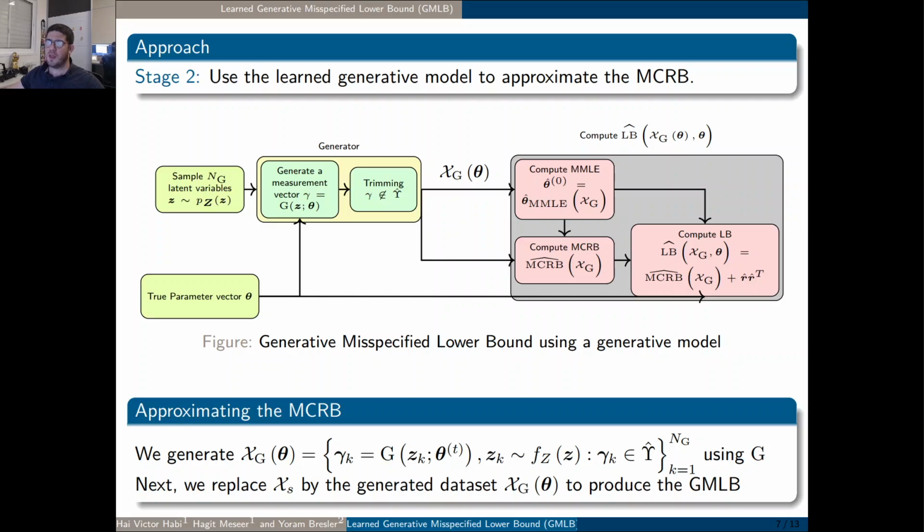In the second step, we are given the parameter vector for which we wish to approximate the bound. Then, using the CNF, we generate a set of N_G measurement vectors for the specific parameter vector. Finally, to obtain the approximation, we plug the newly generated set into the MCRB sample approximation.